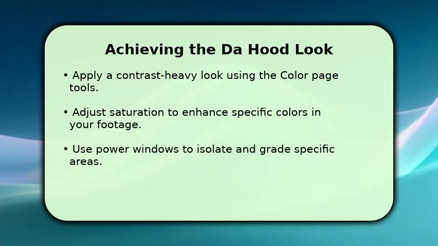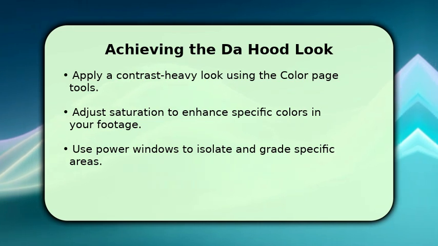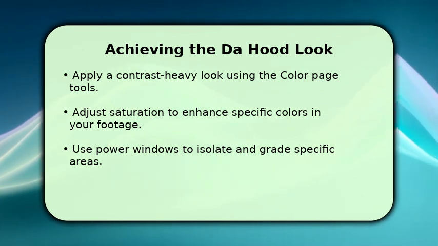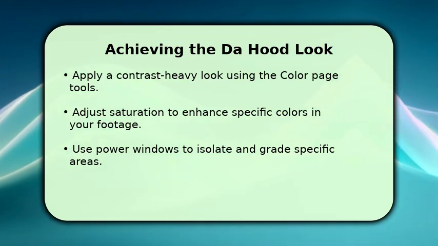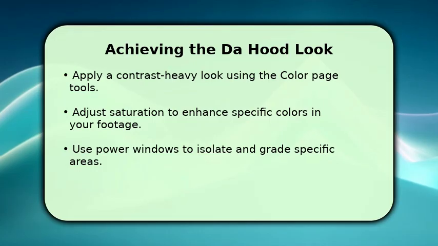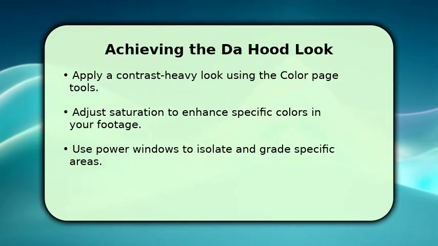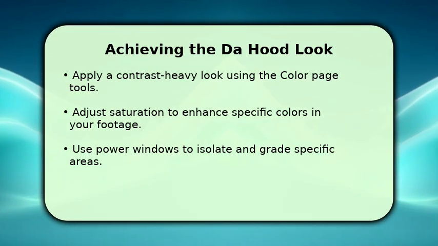To get that distinctive Da Hood visual style, head over to the color page. Start by applying a contrast-heavy look to give your footage a bold feel. Next, adjust the saturation to make certain colors stand out, like bright weapon effects or character outfits. Power windows are excellent for isolating and grading specific areas. Finally, consider adding a touch of film grain or sharpening for that gritty, authentic texture.